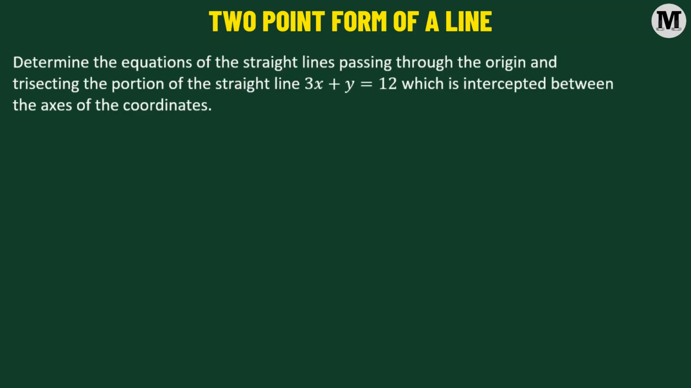Determine the equations of the straight line passing through the origin and trisecting the portion of the straight line 3x + y = 12, which is intercepted between the axes of the coordinates. So let's try to understand the problem graphically first.